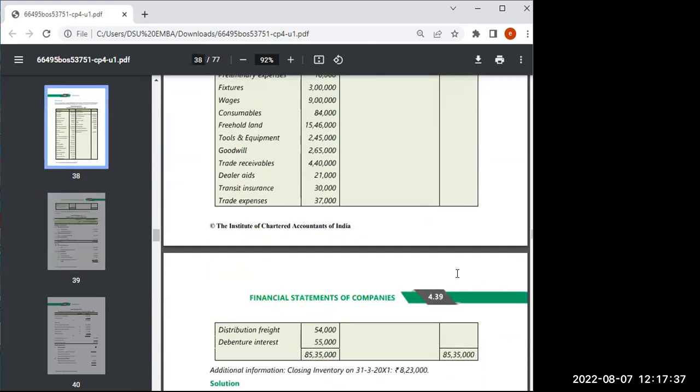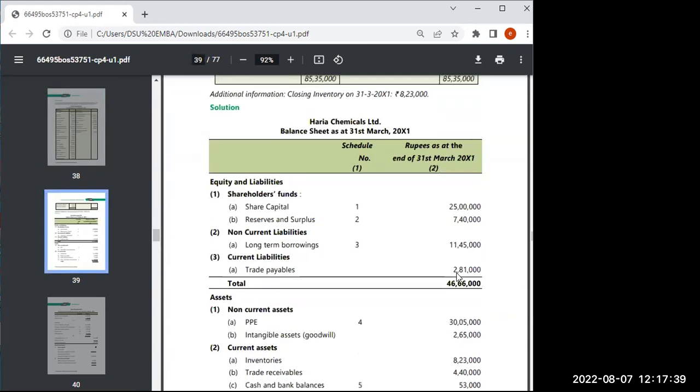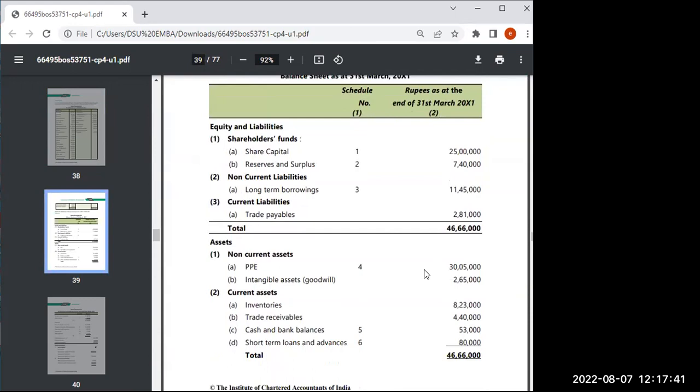Okay, that's all about the equity and liabilities. Take a total. Total of equity and liabilities is equal to 46,66,000.